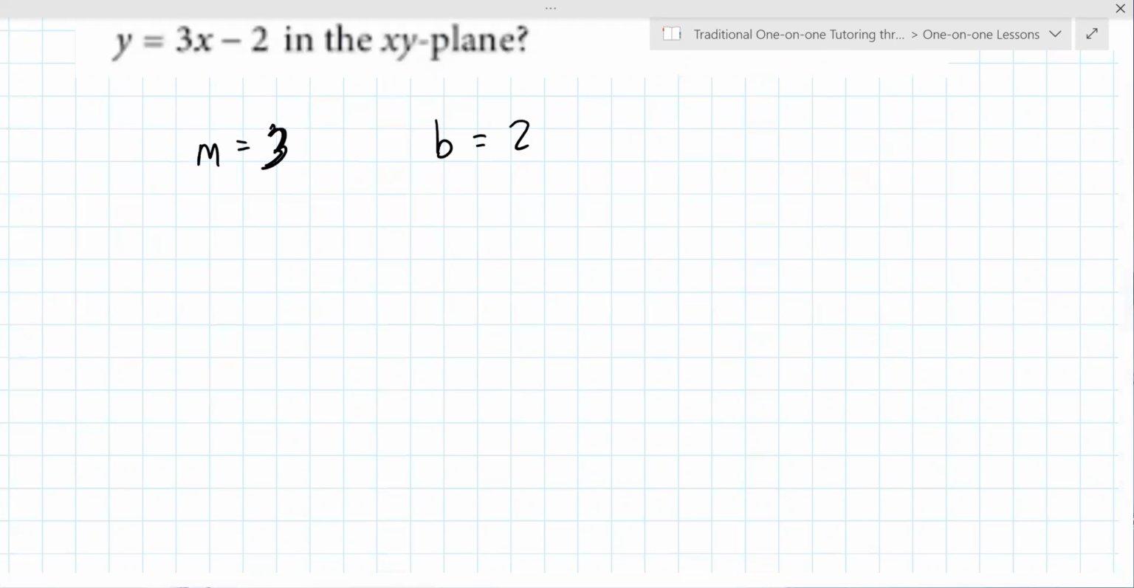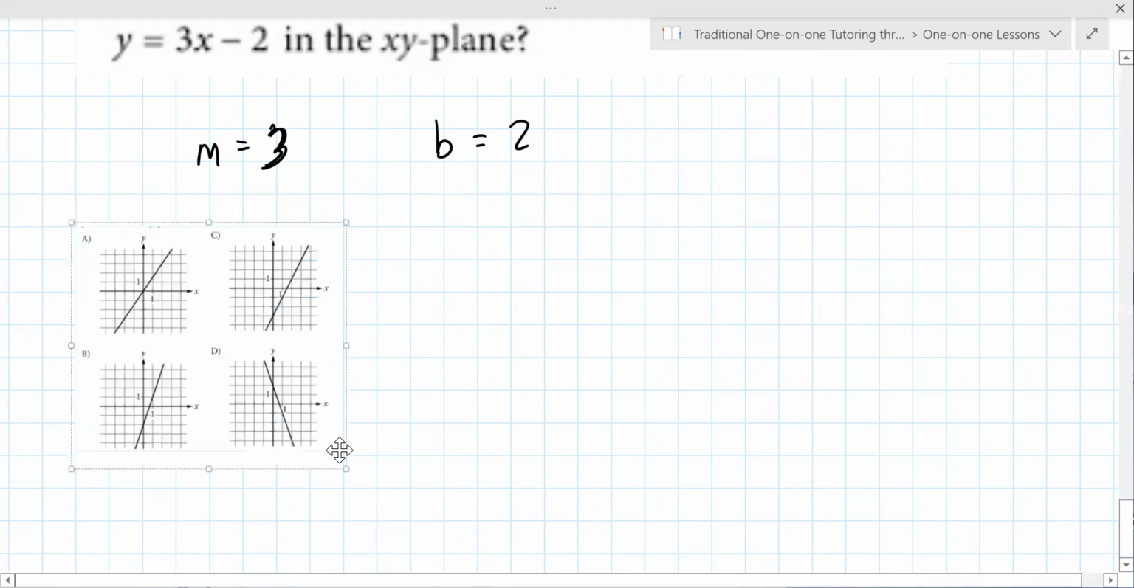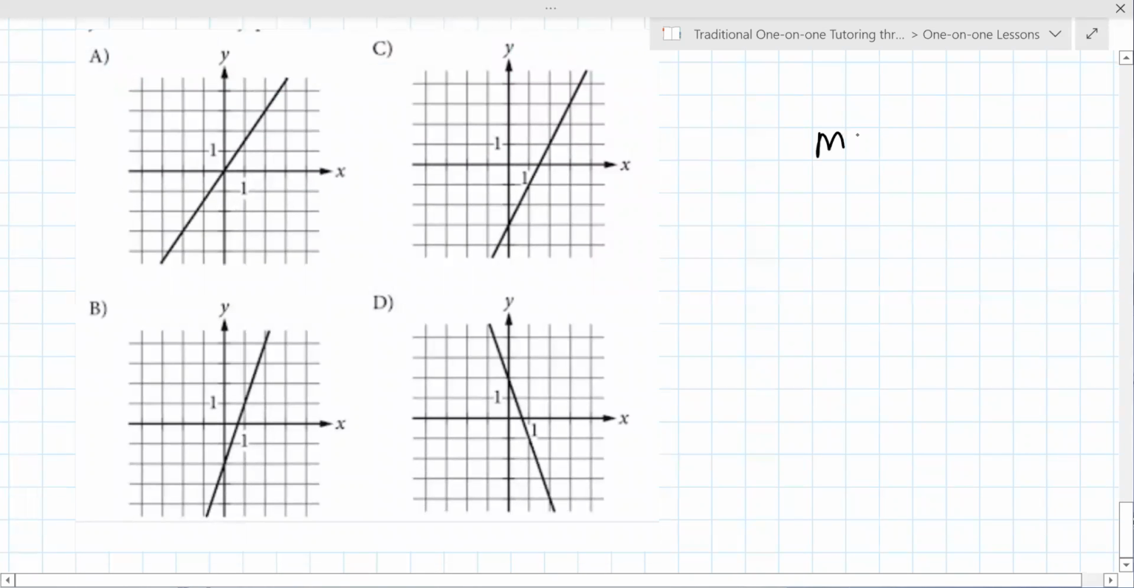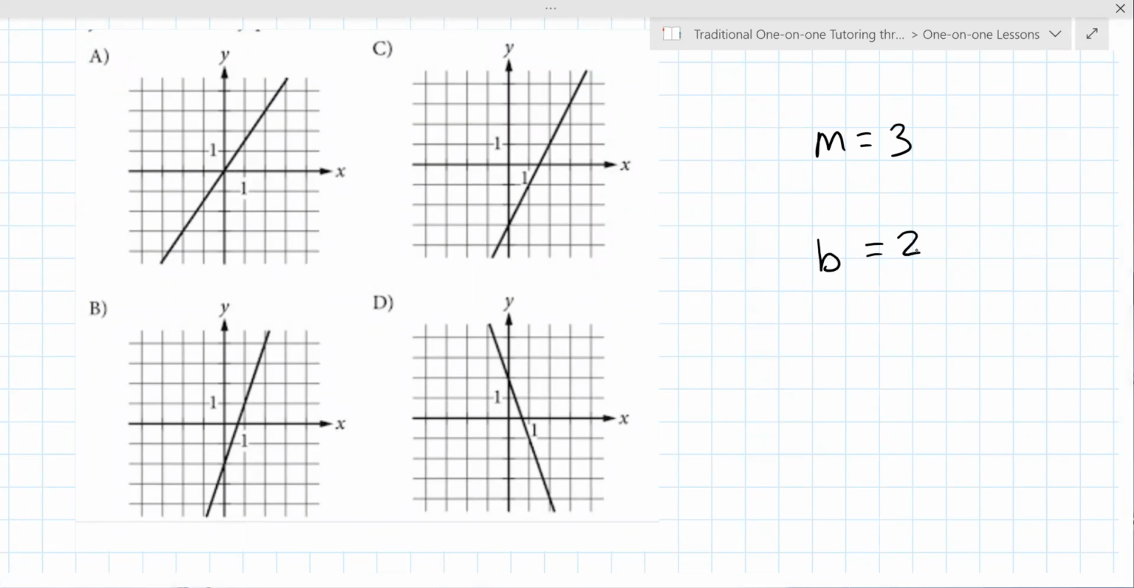Okay, so let's look at these 4 graphs. One of these 4 graphs has a slope of 3 and a b value of 2. Okay, so I want you to look at these graphs. Let me just get that in the frame here. So one of these graphs has a slope of 3 and a b value of 2. Mm-hmm. Yes. All right. I got that.